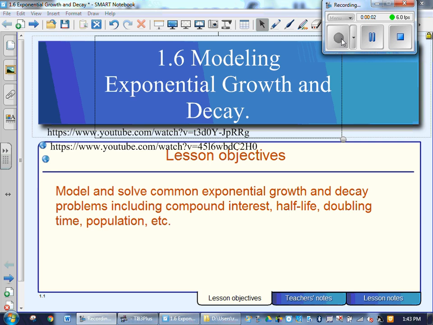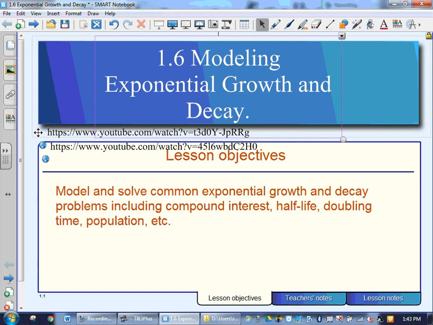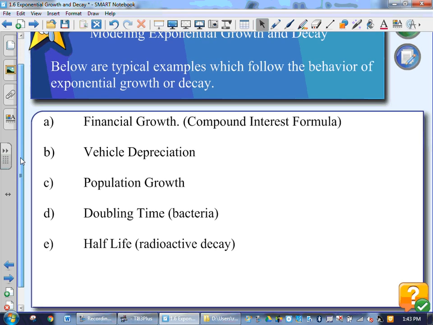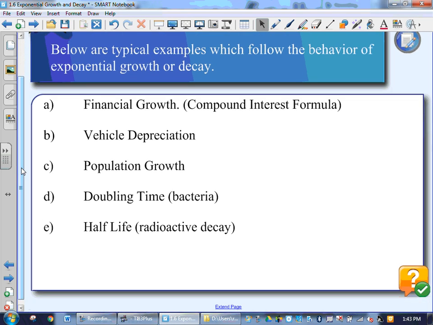In 1.6, modeling exponential growth and decay, there are 2 YouTube videos right off the bat that I would like you to take a look at before we do any of our actual examples. But our goal today is to model and solve common exponential growth and decay problems, including compound interest, half-life, doubling time, population, etc. So below are typical examples which follow the behavior of exponential growth or decay.